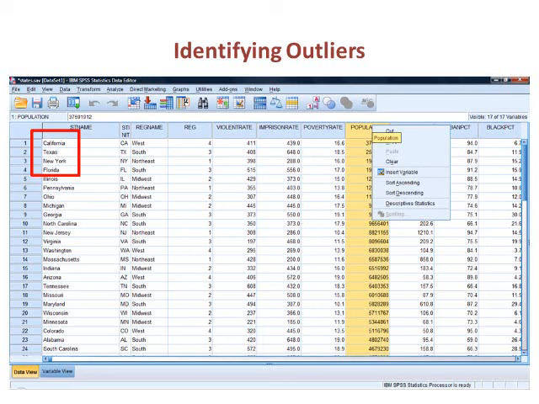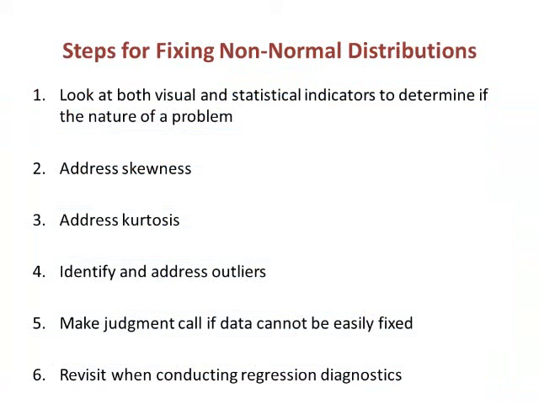We can go to the data view and identify these states. By right-clicking on the variable name over the column, we get options to sort the data. Here I used sort descending, so the data file is now organized to go from the most populated state to the least populated state. I learned that the top 4 values in the distribution, the outliers, are California, Texas, New York, and Florida. For inferential statistics to work correctly, we need to fix distributions whenever they are not normal.